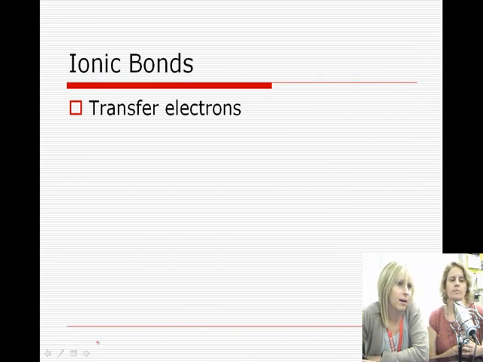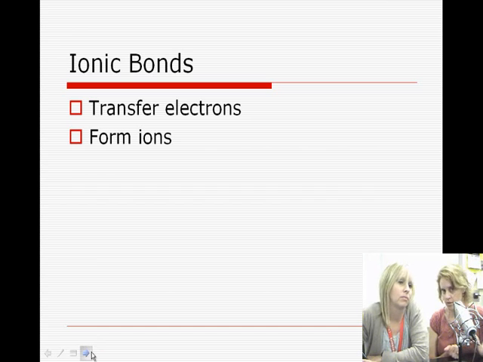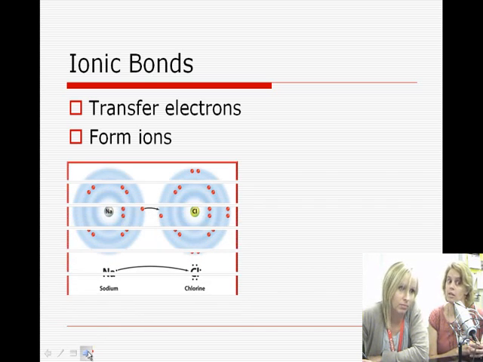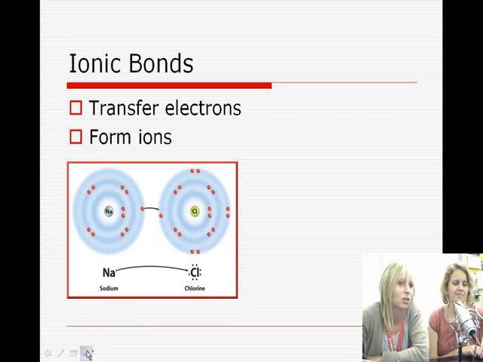All right, ionic bonding. This is when we're going to transfer electrons. Electrons are going to go from one atom over to the other one, and you're going to form ions, these things called charged particles. Hence, ionic bonding, charged particles.